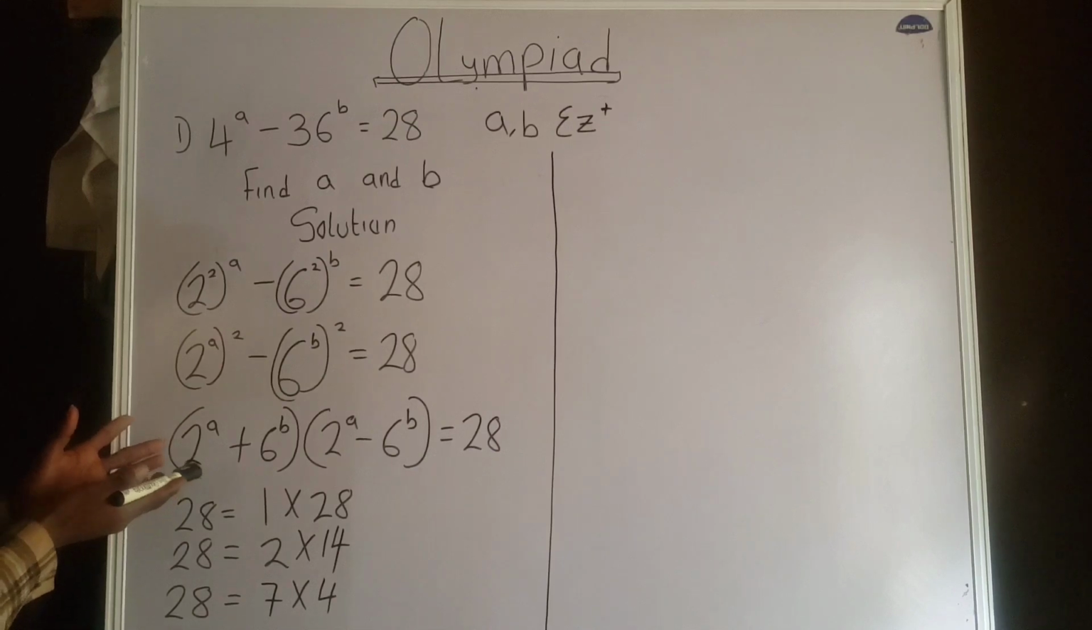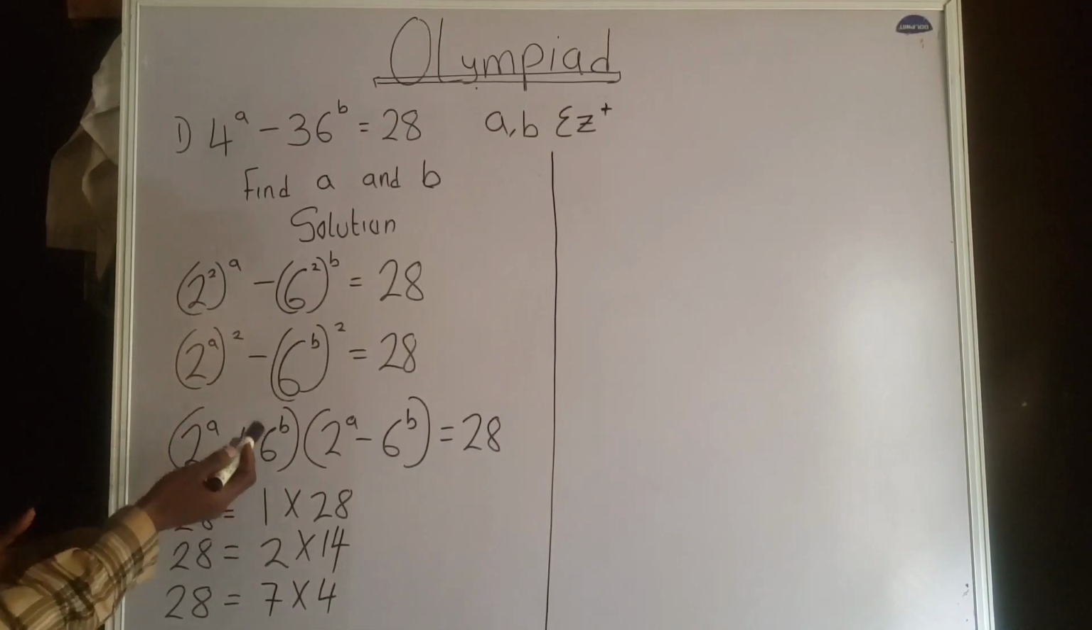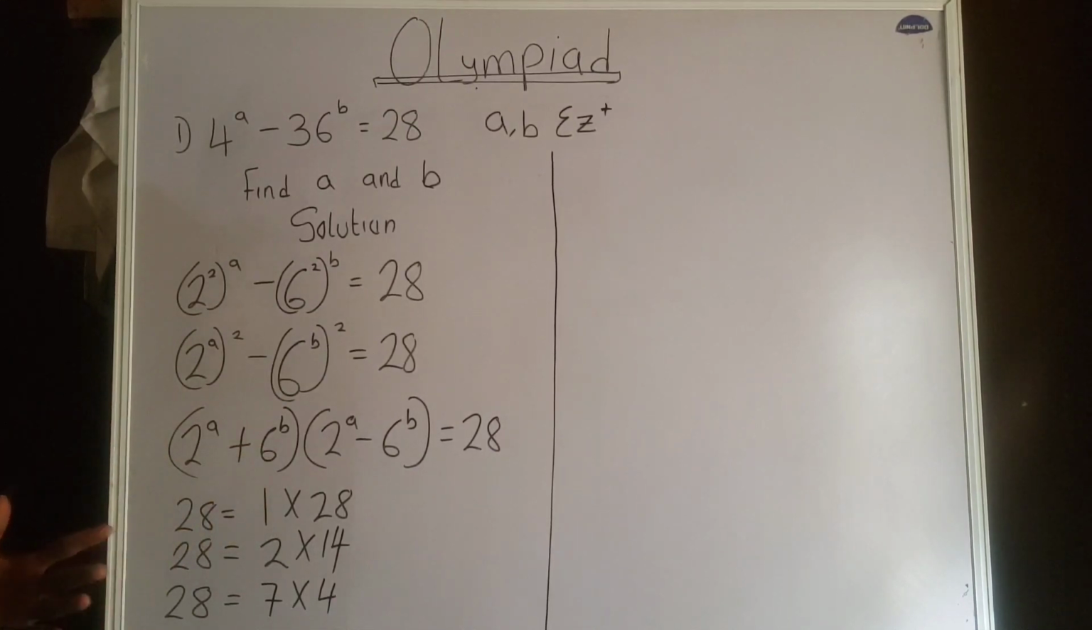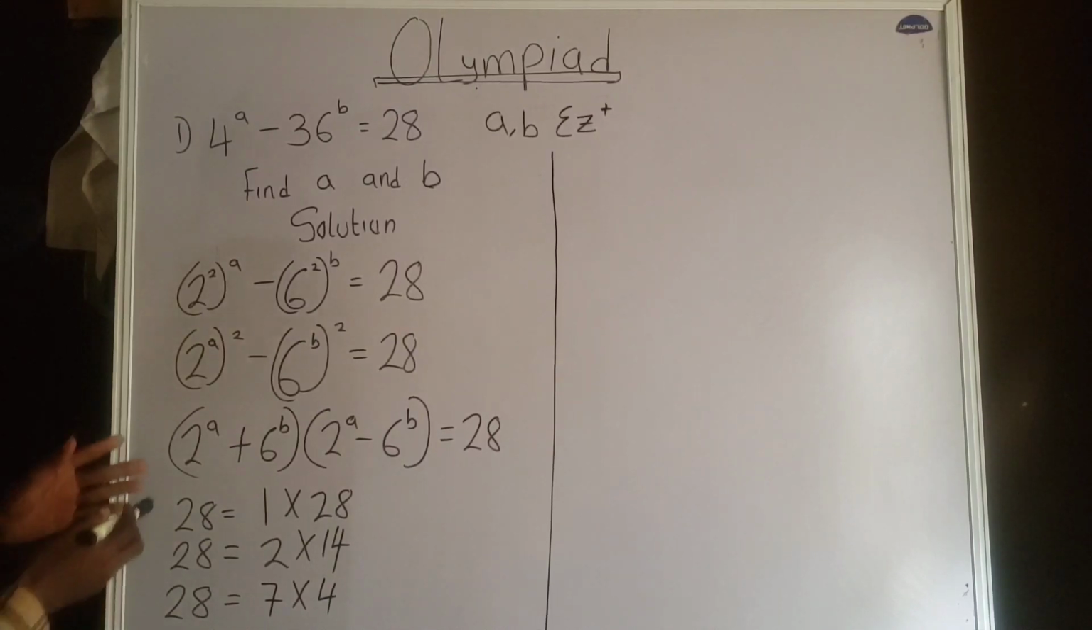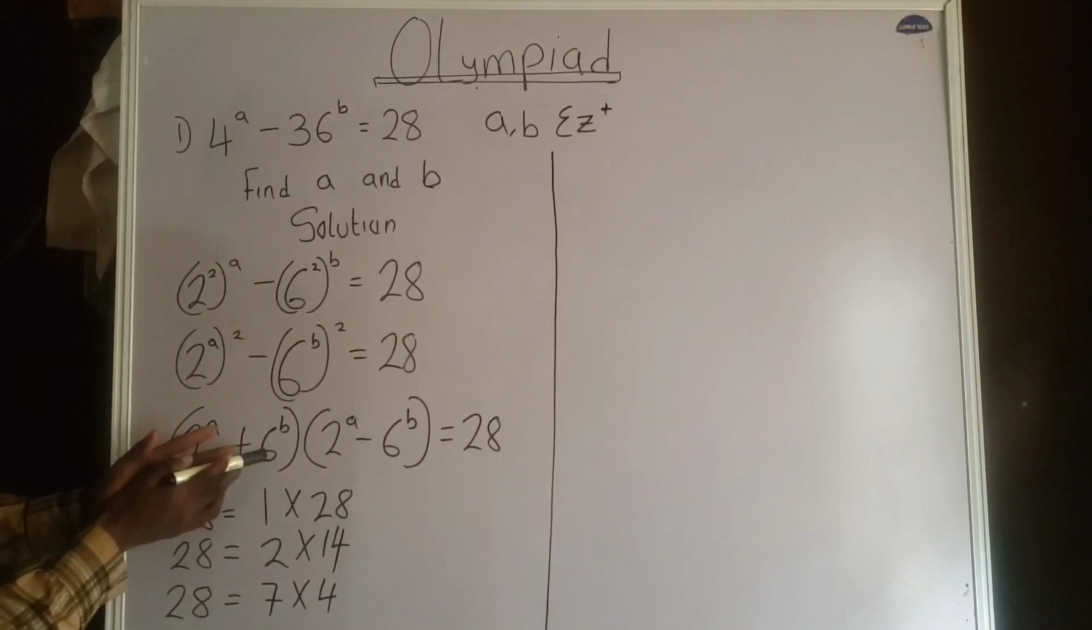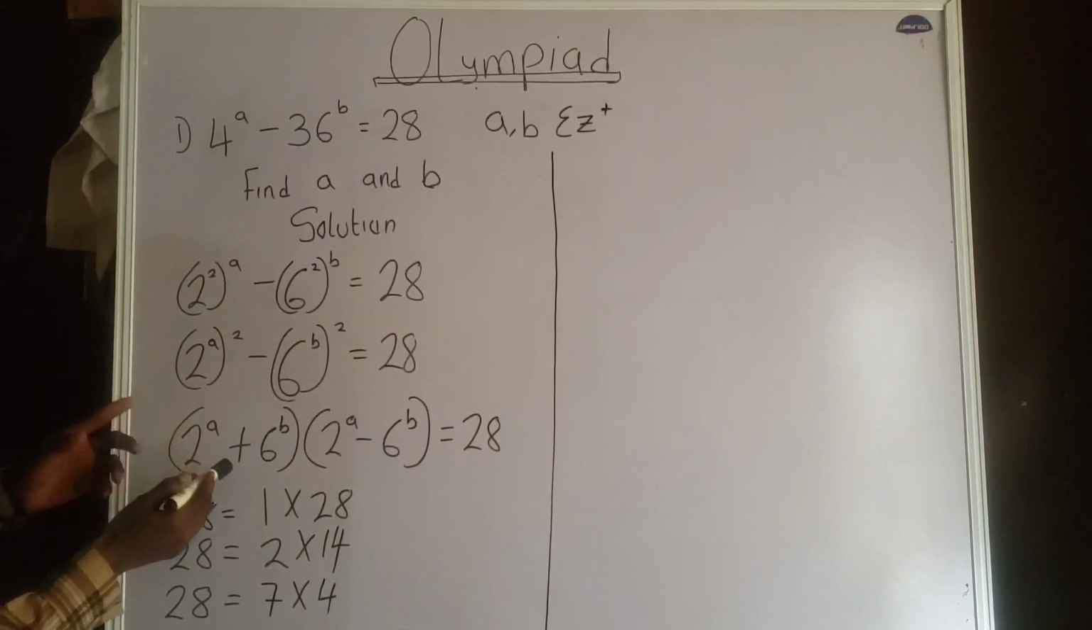You can see that we have 2^a plus 6^b. The addition of even numbers is always an even number, and the difference between even numbers is always an even number. When we raise an even number to any power, the result is always an even number. So let's take a look. We have 2^a plus 6^b. This will always give an even number.